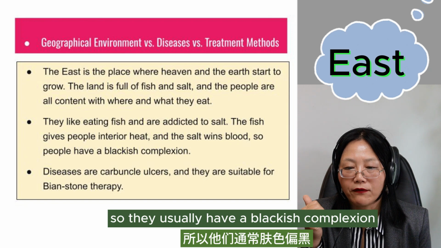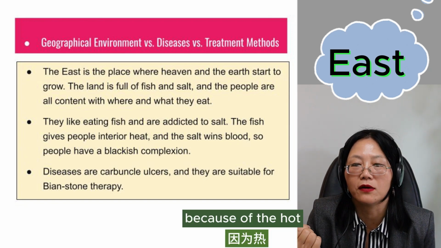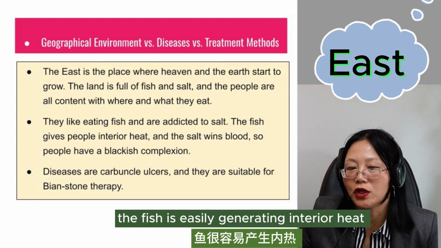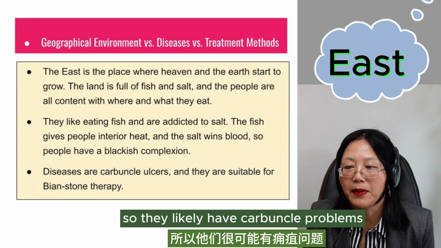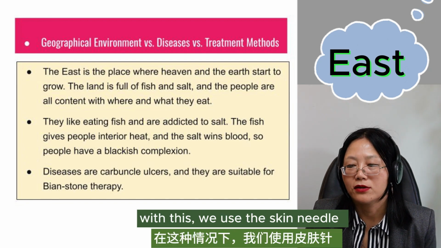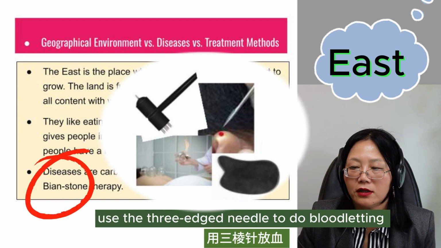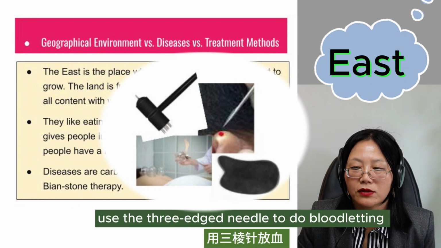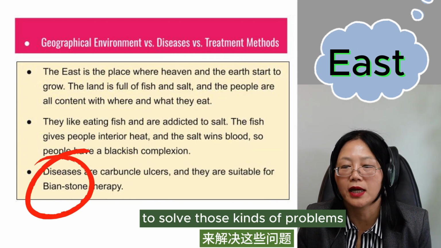So they usually have a blackish complexion. They tend to have carbuncles because of the heat. The fish easily generates interior heat. They are likely to have carbuncle problems. For this, we use the skin needle or the three-edged needle to do bloodletting to solve those carbuncle problems, or use guasha or cupping to solve those kinds of problems.